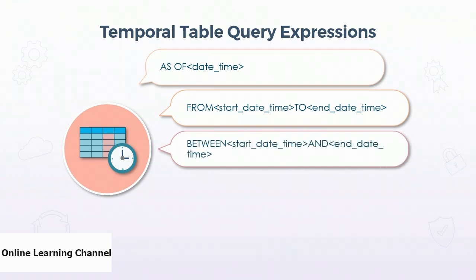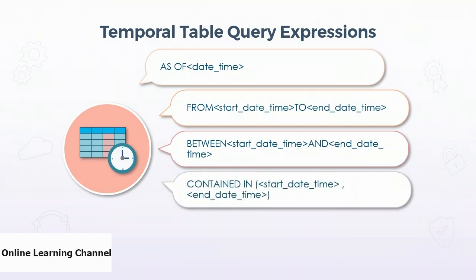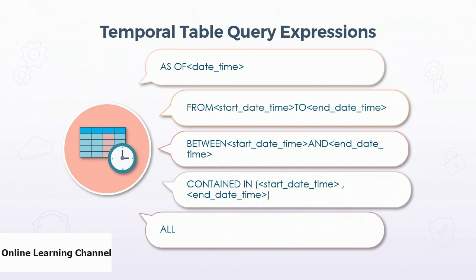Using the between and combination is similar to from to, only it includes the edge case of records that became active right on the end date time. Contained in returns all records that became both active and inactive within the date time range. This includes edge cases of records that became active right on the start date time or inactive right on the end date time. And finally, the all option returns all records from the current and history tables that correspond to the queried data.